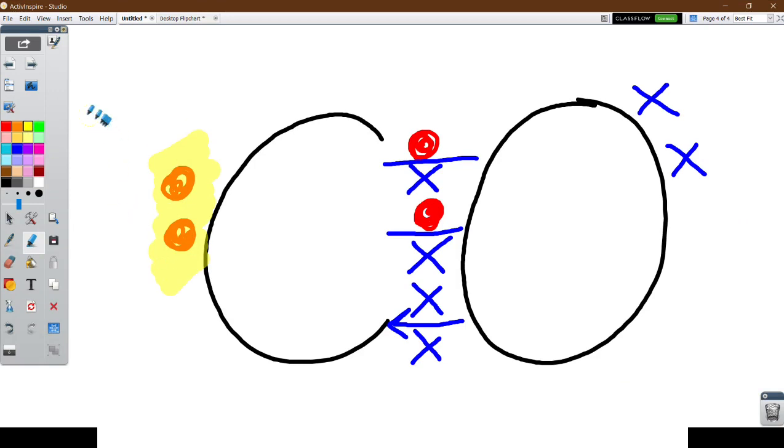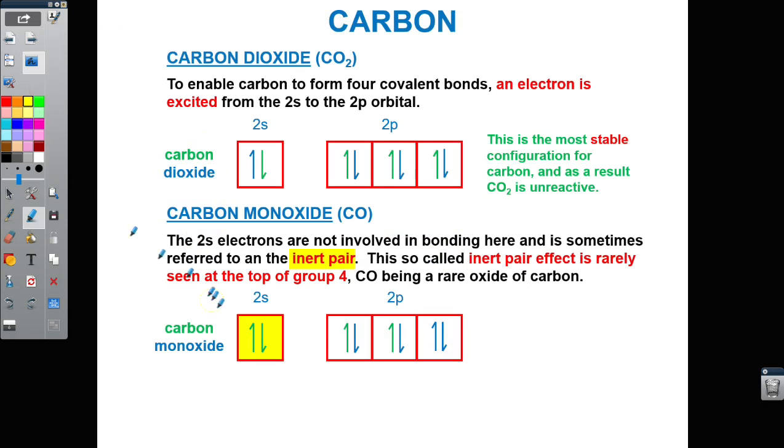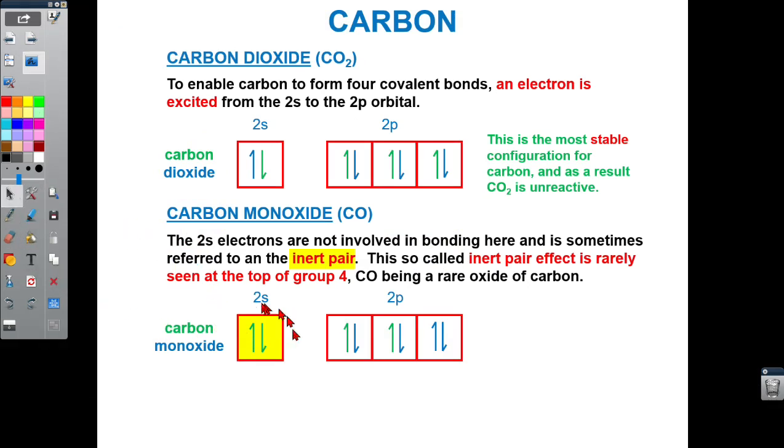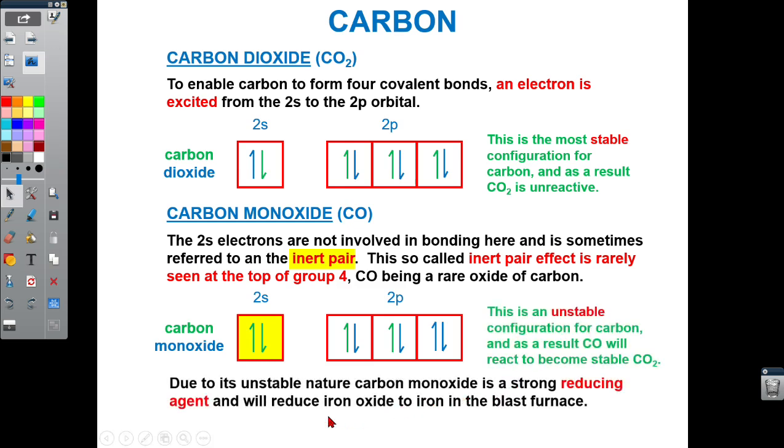Now, in this part of the periodic table, high up in group 4, it's very unusual for the inert pair effect to be seen occurring. And as a result, carbon monoxide is a rare oxide of carbon. However, when it does form, it's very reactive and it can act as a reducing agent. And it can reduce other compounds such as iron oxide. If you remember your work from the blast furnace at GCSE, iron oxide is reduced by carbon monoxide into iron. The benefit for carbon monoxide is that it gets oxidized itself to carbon dioxide.